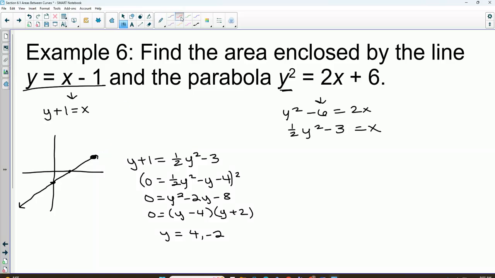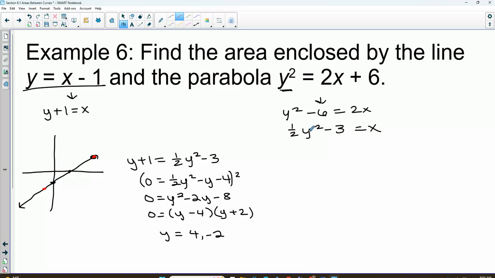That's the point on my parabola. I'm just estimating. I'm not making a real accurate graph here. If my y is negative 2, squared is 4, times a half is 2, minus 3 is negative 1, so the x would be negative 1. You could put in more if you needed to.